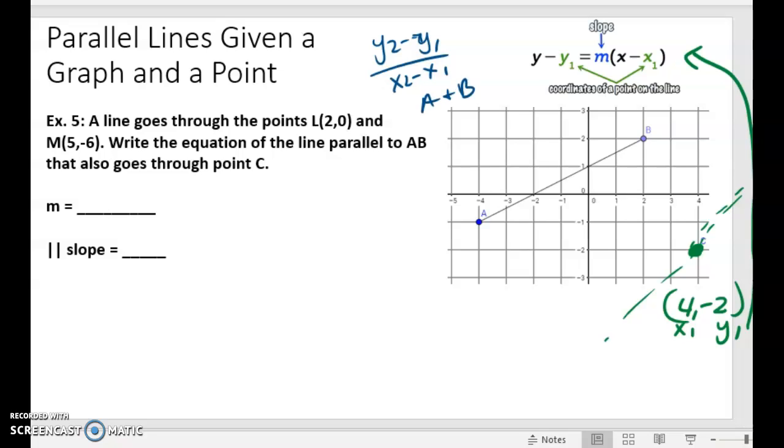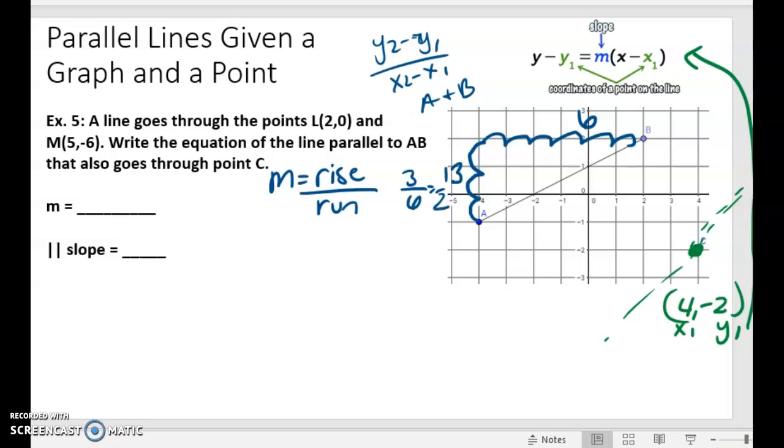Or another way, so maybe you try that on your own, but another way is to just count the rise over the run. So I'm going to count 1, 2, 3. So my rise is 3. 1, 2, 3, 4, 5, 6. My run is 6. So your slope is rise over run, which is 3 over 6, which is 1/2. So the slope is 1/2, and the slope of a parallel line has to be the same, so that would be 1/2 as well.